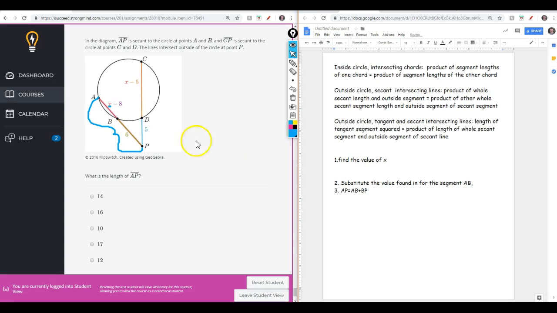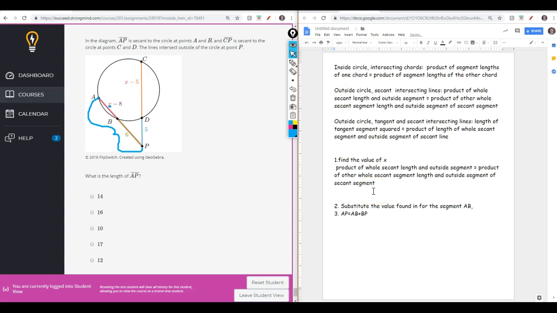To first find that, we're going to use one of these three theorems that was given, noticing that they were secant lines that are intersecting outside of the circle. They intersect right here at point P. I'm going to use this theorem, and again, I just wrote the theorem out in words that I understood. It's the product of the whole secant length and the outside segment is equal to the product of the other whole secant segment length and the outside segment of that secant segment.